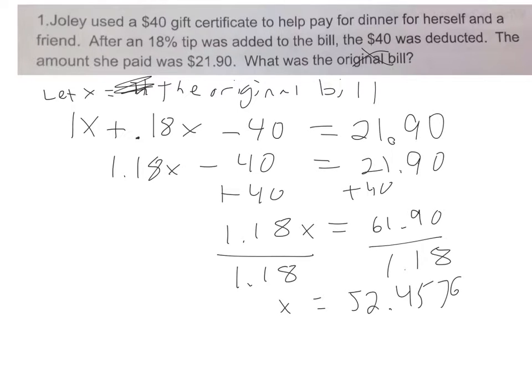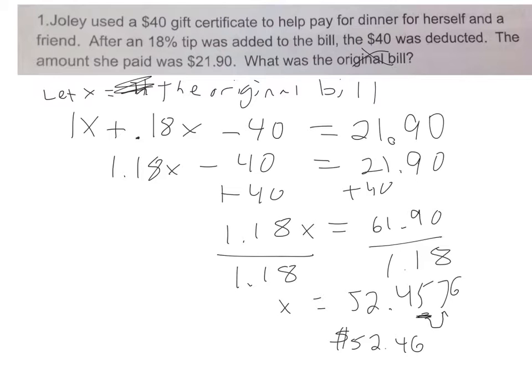But since we're talking money, we want to go to this place right here, the hundredths. You look at the number behind it, that's 5 or more, so we're going to round it up. So it's going to be $52.46. That was the original bill. All right, guys, that is the first one.